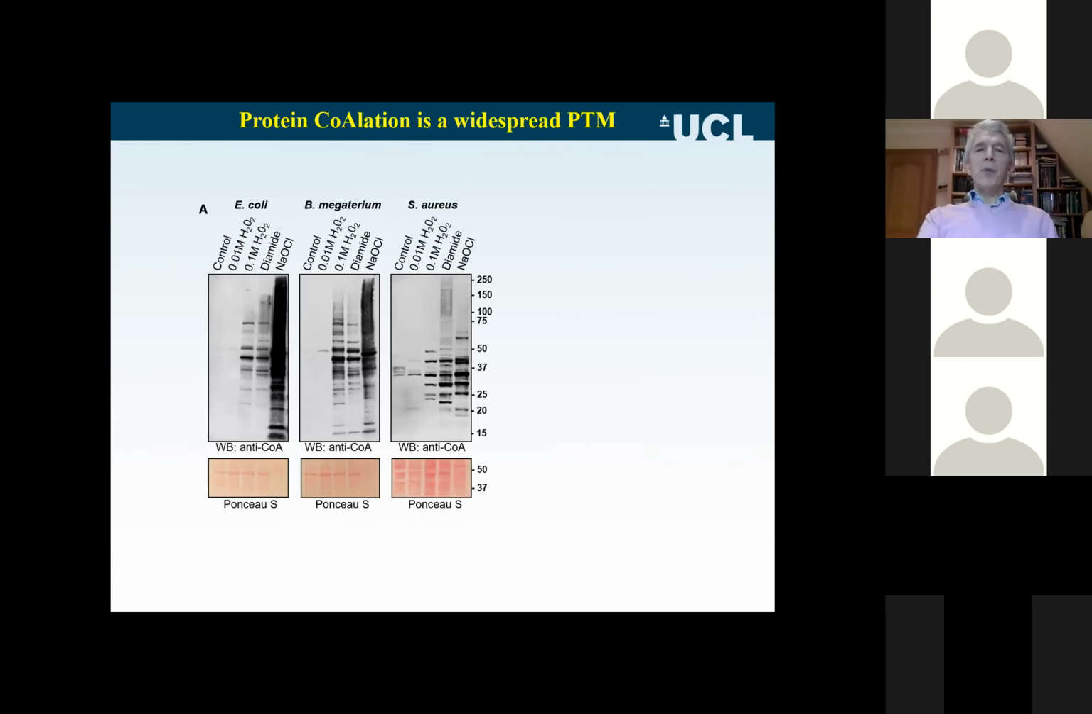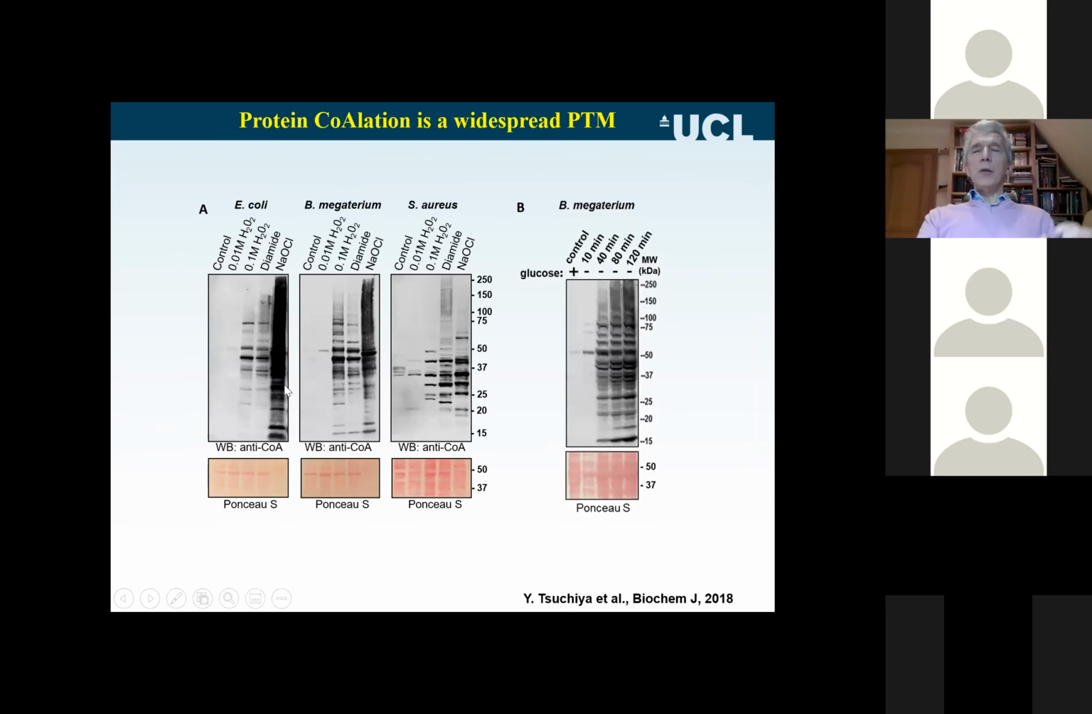Here on this slide, you can see the treatment of gram-negative or gram-positive bacteria with oxidizing agents induces strong protein CoAlation. We also demonstrated that culturing bacteria in medium without glucose induces strong protein CoAlation, quite extensive in a time-dependent manner. So numerous proteins are CoAlated when cells are exposed to oxidative or metabolic stress. Why this occurs and which proteins are modified?